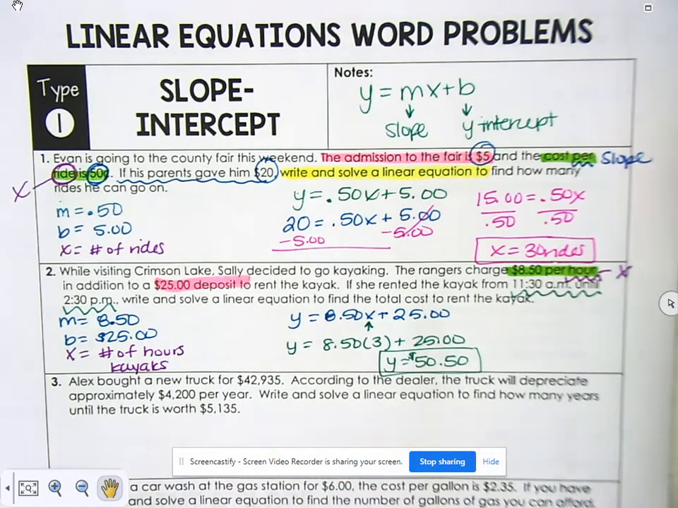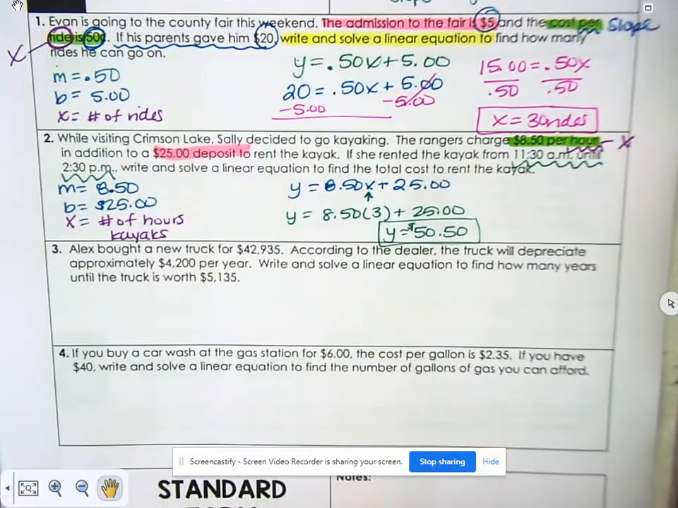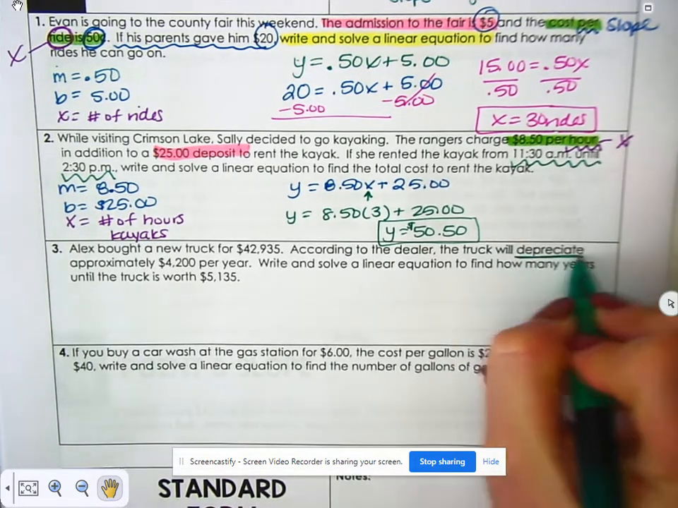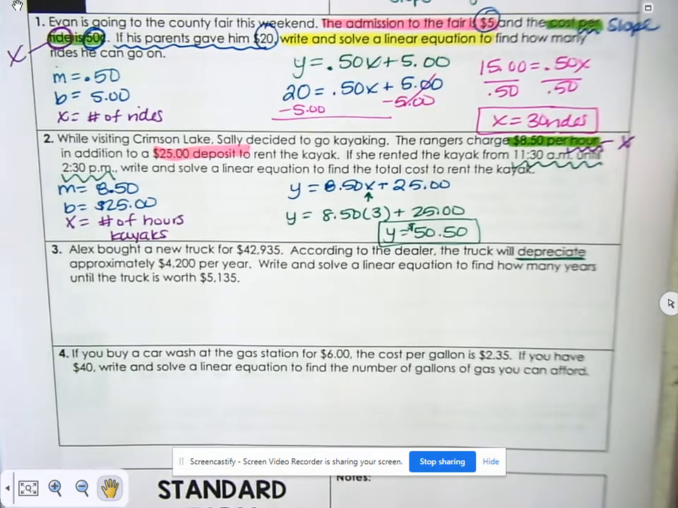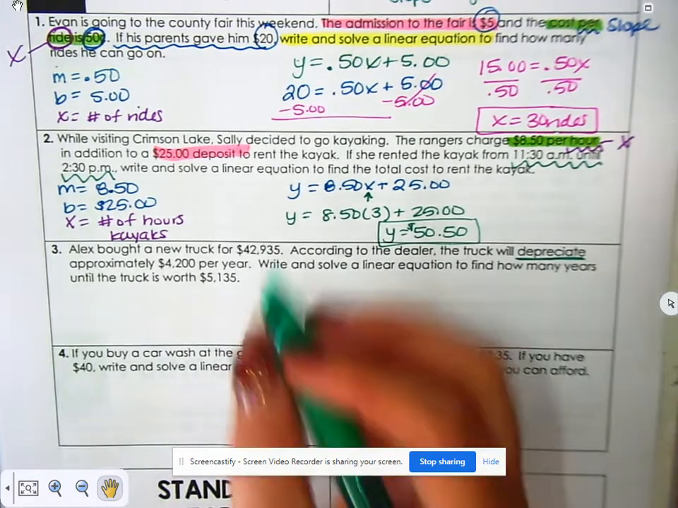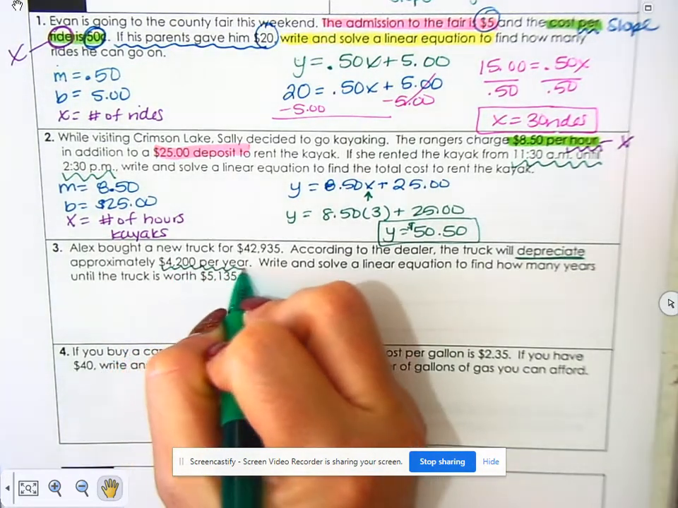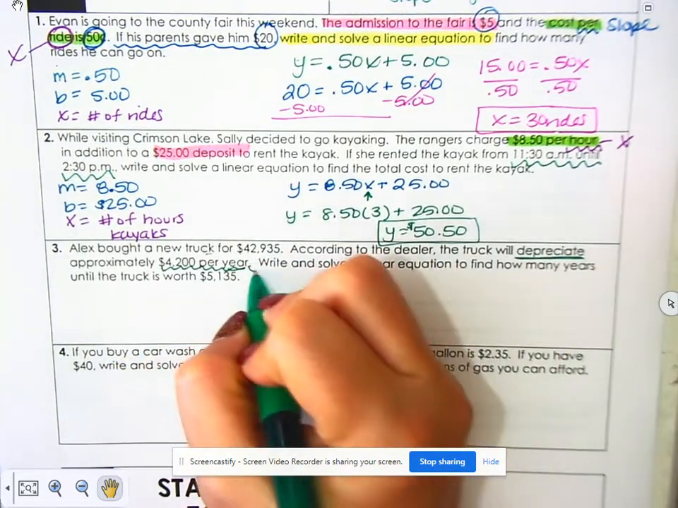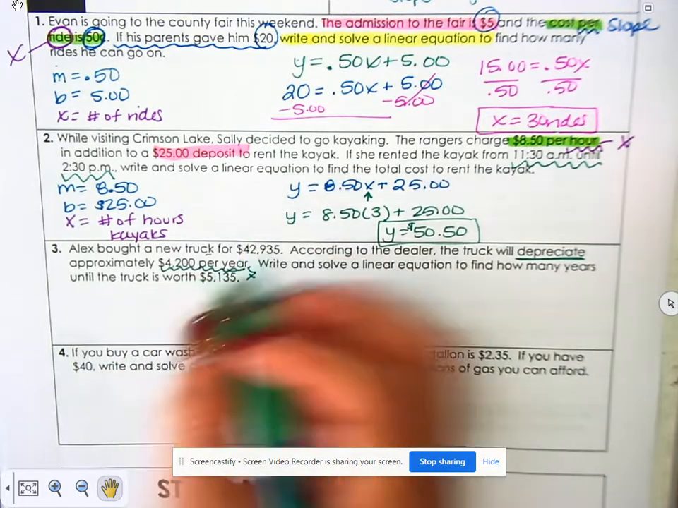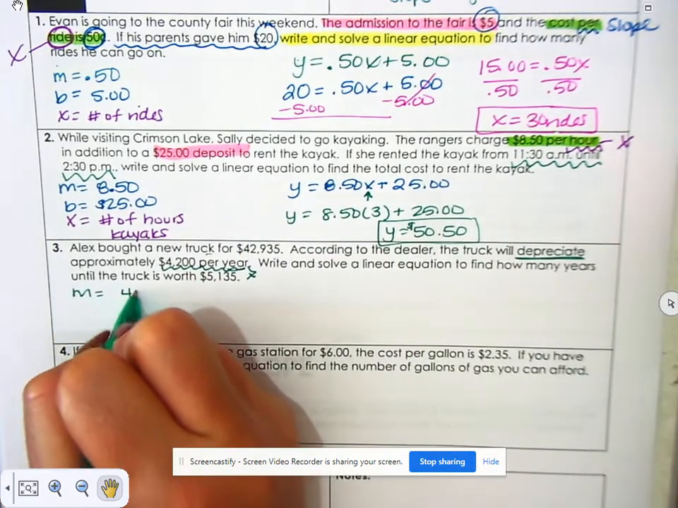Okay. Number 3, Alex bought a new truck. The truck was $42,935. According to the dealer, it will depreciate. Okay, that's kind of a new word for us. Depreciate to me means it's going to decrease in value. Approximately $4,200 per year. So that to me, again, right here, y'all, $4,200 per year. So year is our X, and this will be our M. So our M is $4,200.